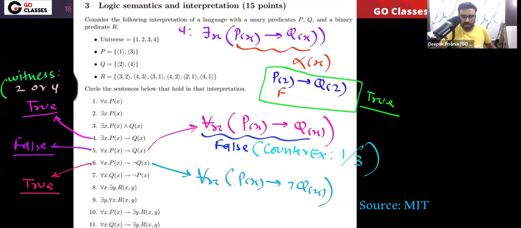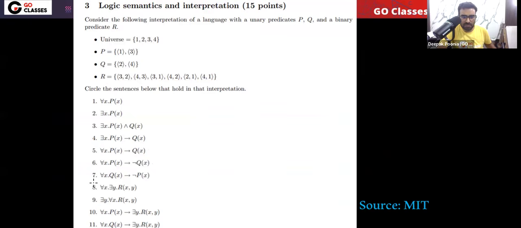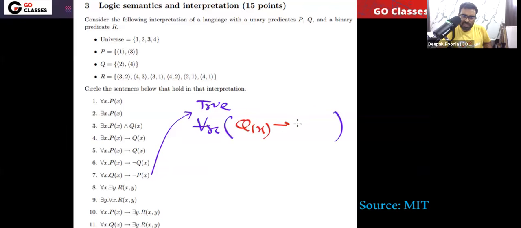Now let's see. What about the seventh statement? The seventh statement is saying for every element in the domain, if Q is true, then P is false. Yes, this is also true, because for any element in the domain, you can check that if Q is true, then P is false. You can see for 2, 4, Q is true. For 2, 4, P is false. So yes, this statement is also true.